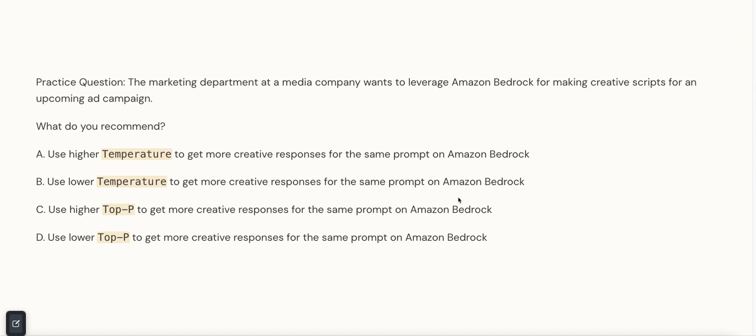The third practice question is: the marketing department at a media company wants to leverage Amazon Bedrock for making creative scripts for an upcoming ad campaign. So they want it to be creative. What influences creativity, temperature or top P? A, a higher temperature for more creative responses. B, a lower temperature for more creative responses. C, a higher top P for more creative responses, or D, a lower top P.